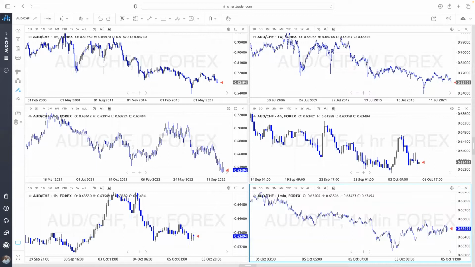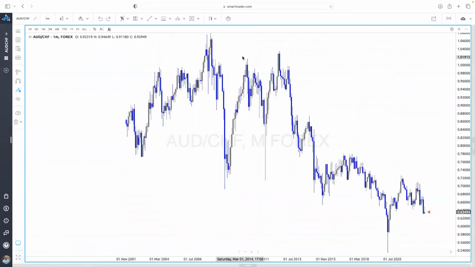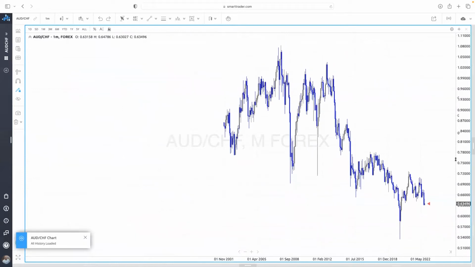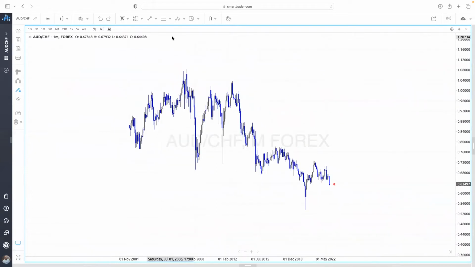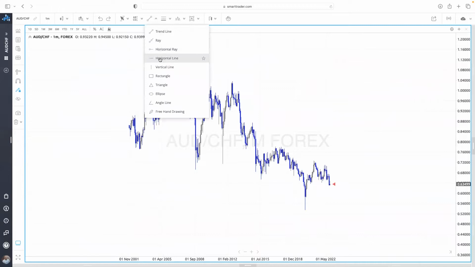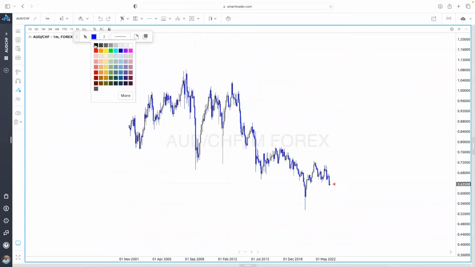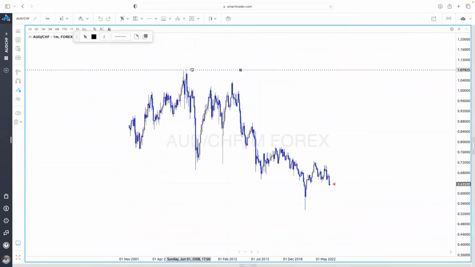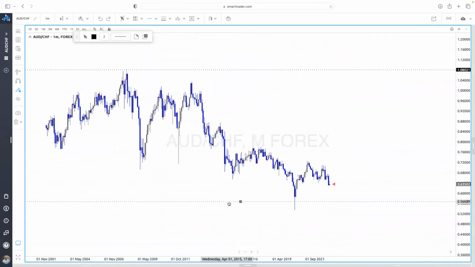So the pair I'm going to break down today is the Aussie Swiss. Looking at this pair from the monthly time frame to start. What we like to do is initially start out with identifying our extreme highs and our extreme lows. All right, so we'll start here, extreme high and our extreme low.